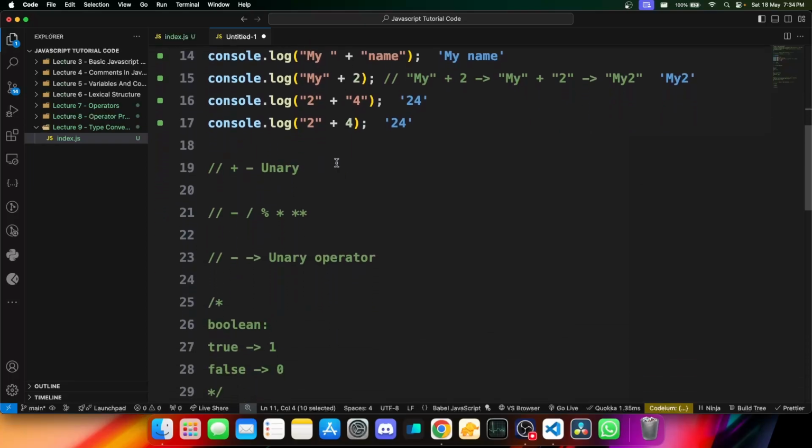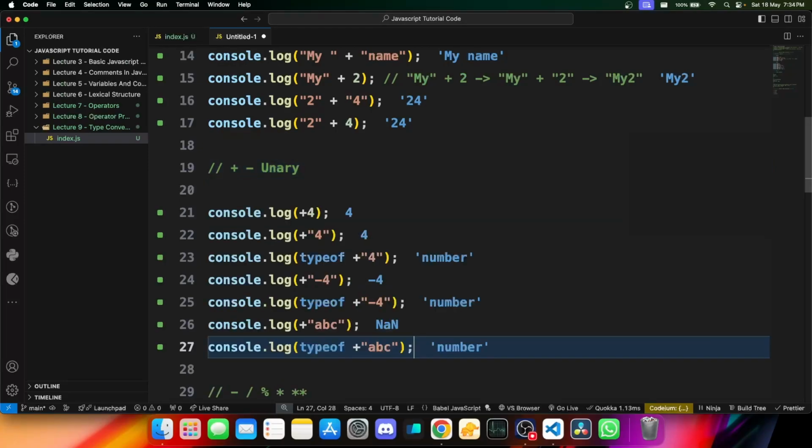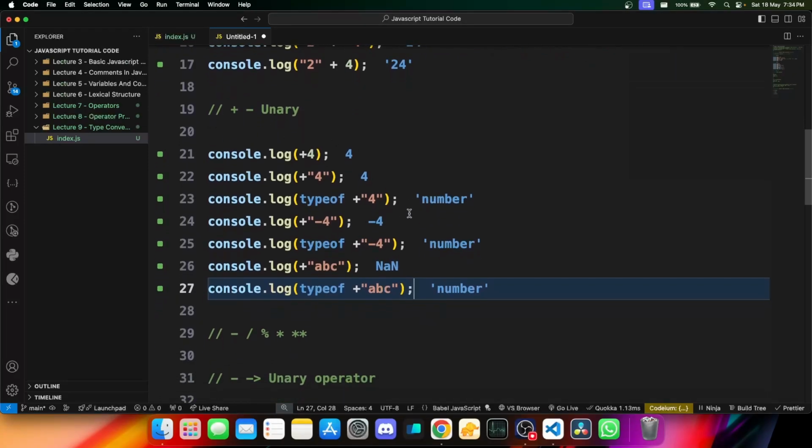Okay. Let's talk about the unary plus operator now. As I said, it's mostly useless, but in case of type conversion, it's helpful. You can see over here, it is helpful for converting something into a number.